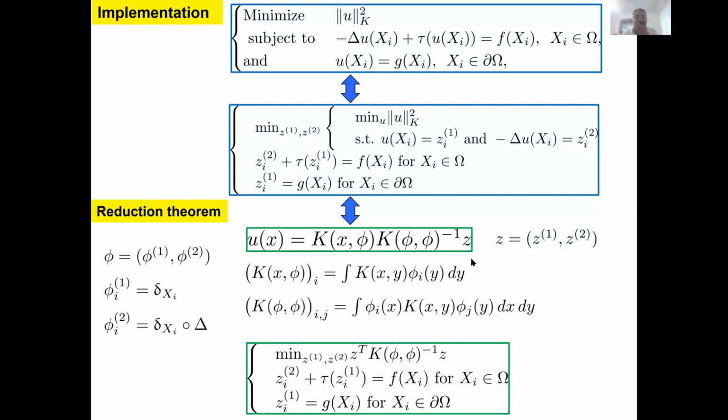So according to this formula, to identify u, we only need to identify the slack variable z. And these variables are identified by plugging this representer formula into the previous optimization problem, which reduces to the following finite dimensional optimization problem over z.